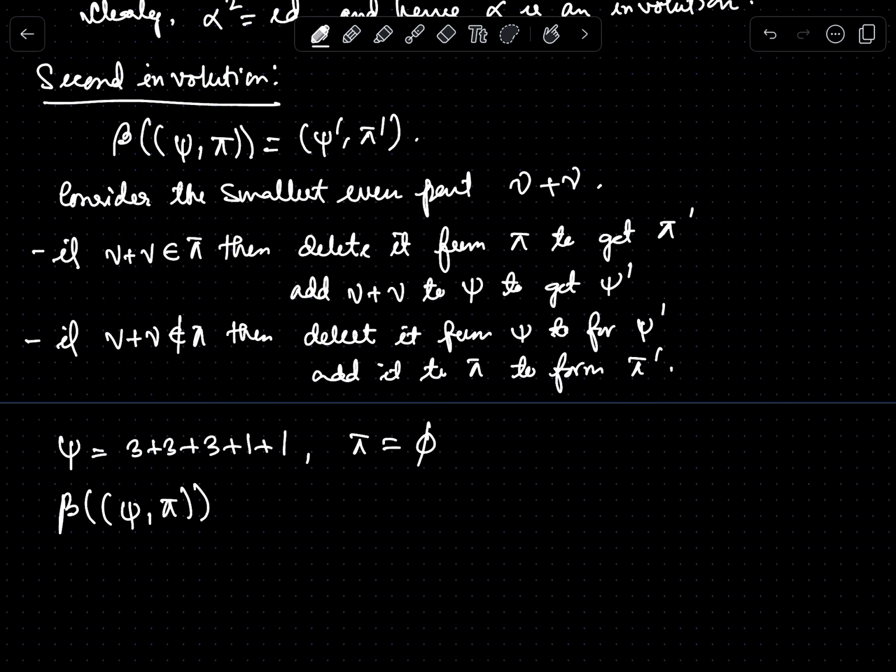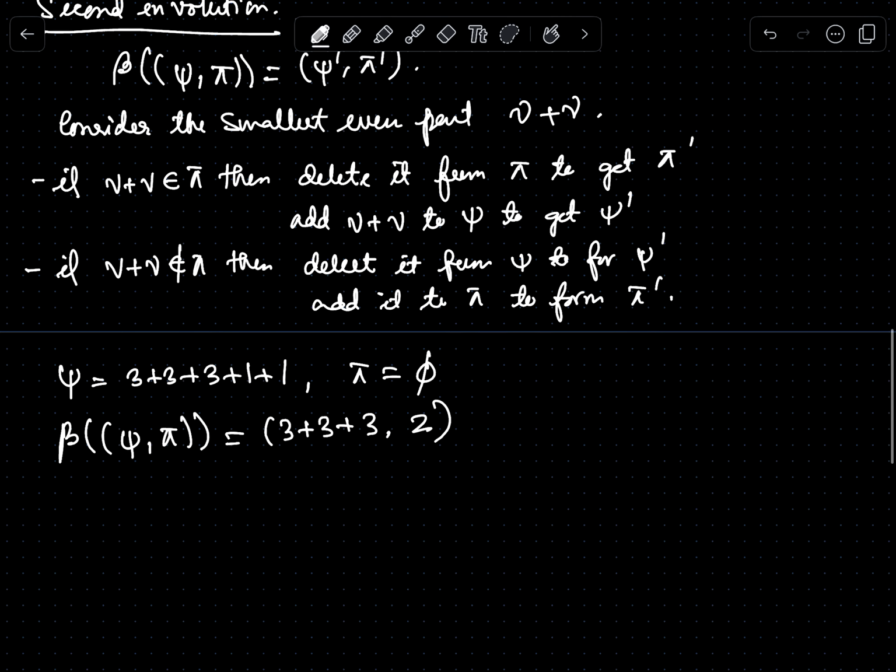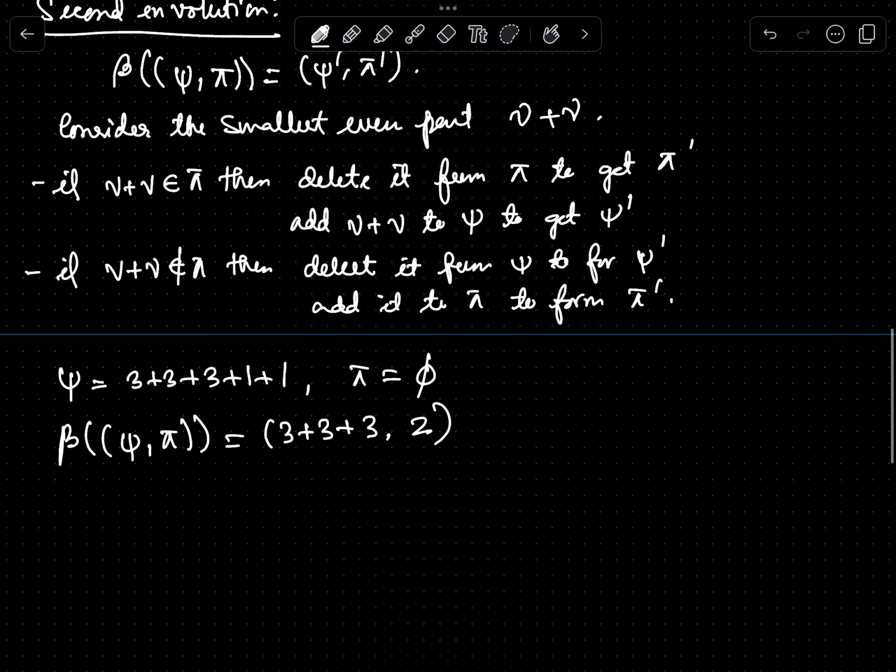So what we're going to do is pick this 1 plus 1 doublet from psi and put it into pi. In that case, what we'll get here is 3 plus 3 plus 3, and then this 1 plus 1 will become 2. Okay. And again, if you apply this once more, then you should get the identity back, because the smallest even part, which is 2, you write it as 1 plus 1, and then you move it from pi into psi. So again, beta is an involution.